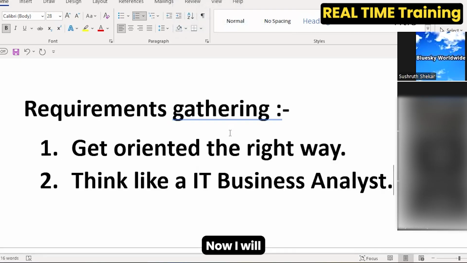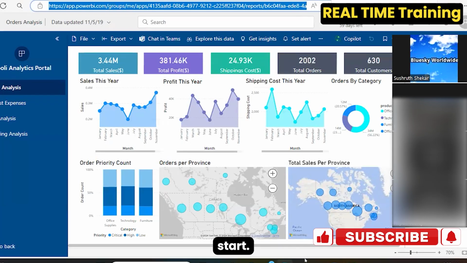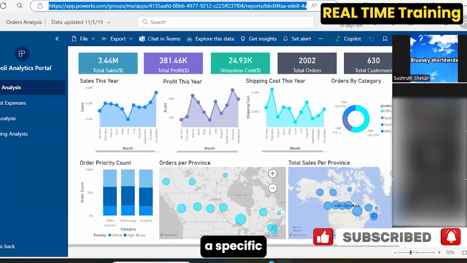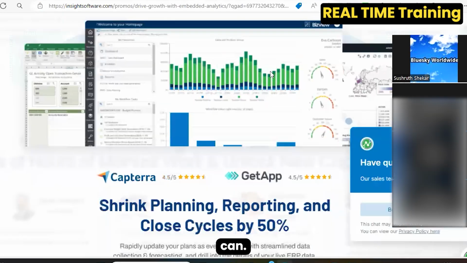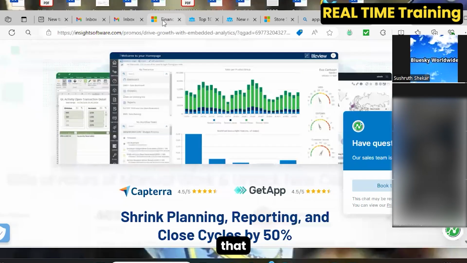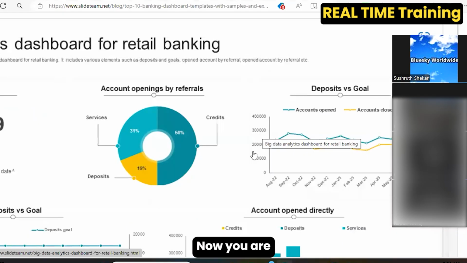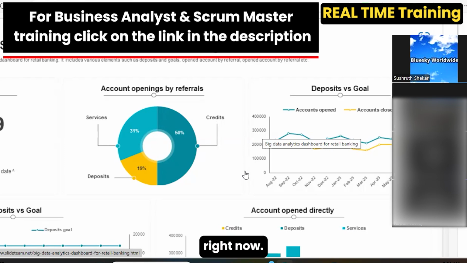Now, whoever wants to start can unmute and start. We can start with this exercise. I'm going to show you a specific feature and you can ask the questions that you would ask to gather requirements, right? Now, let's reverse engineer here. You are gathering requirements for this feature, account openings by referrals. You see a donut chart, you see credits, services, deposits, and this is what you see, right? Now, there is data to drive this, etc. There are so many things, right?